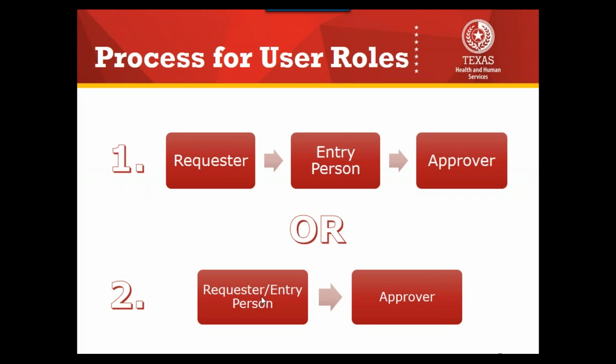The second route is if you are the requester and the entry person. So you actually have CAPS Financials and you need something, you're the person logging in, doing the data entry, and it is going to your supervisor for approval. Okay, so these are both the two processes that most departments are using when they're having these user roles on who is doing this, okay?